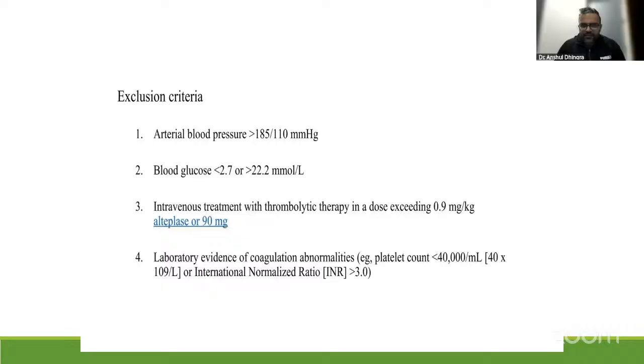Exclusion criteria are arterial blood pressure of more than 185 by 110 mm Hg, and blood glucose should not be less than 50. Intravenous treatment with thrombolytic therapy in a dose exceeding 0.9 mg per kg, or laboratory evidence of coagulation abnormalities, for example platelets of less than 40,000 or INR of more than 3.